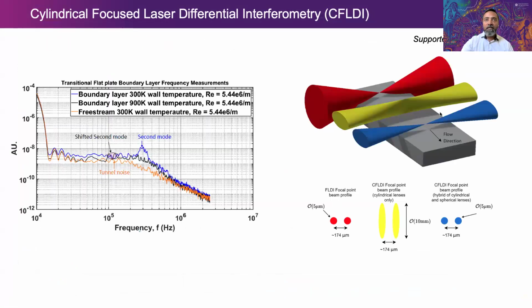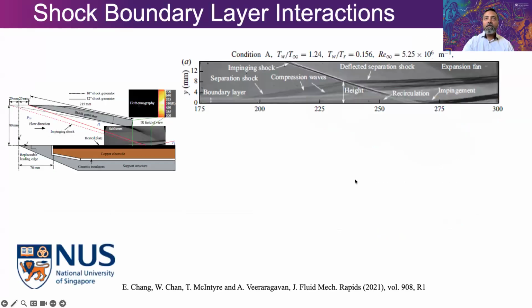Okay, we also did some fundamental measurements. I won't talk in great detail, except for those of you who are interested in high-speed boundary layers, you might be aware that the second mode instability is the dominant instability. We have developed a differential interferometry system that can make measurements of that, again, unheated and heated, and show what happens to that second mode as we go through with the heating process.